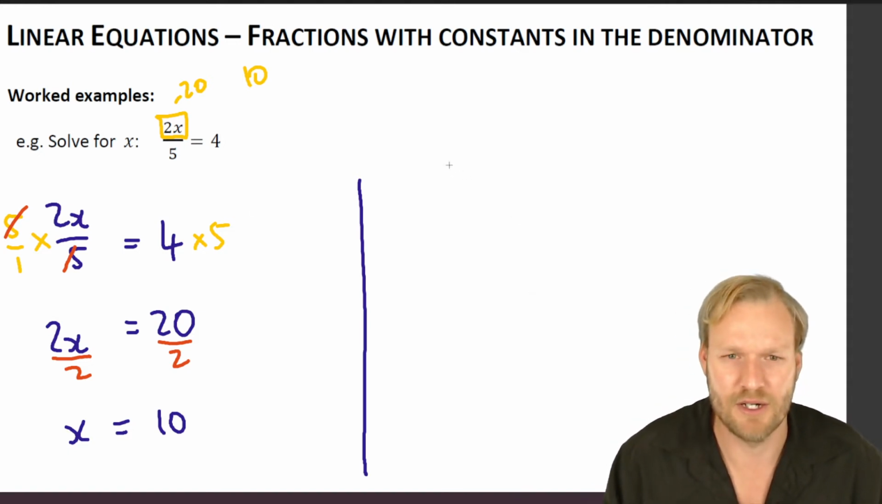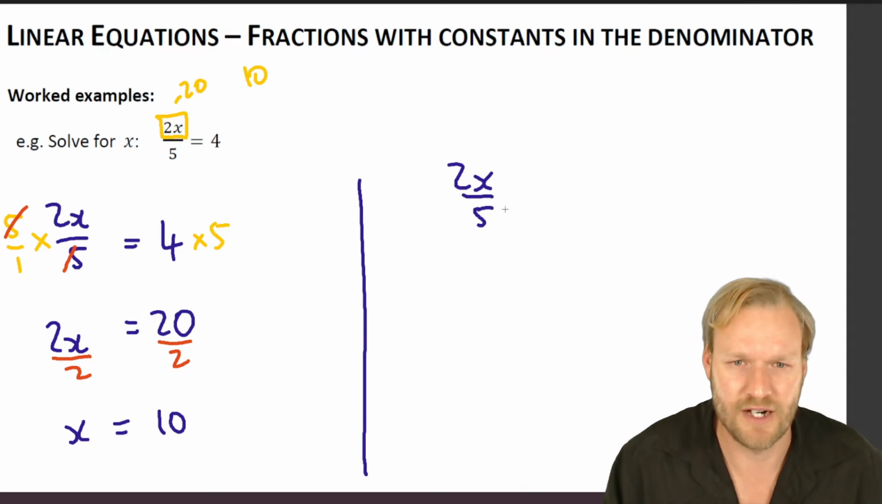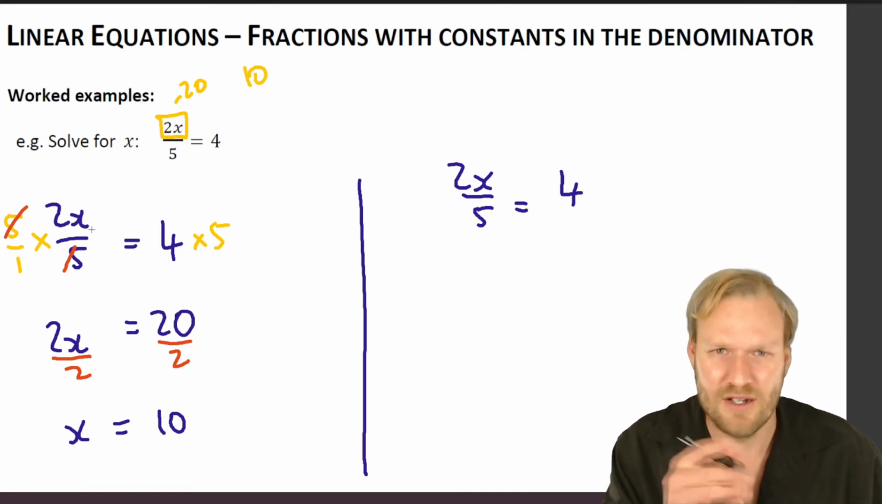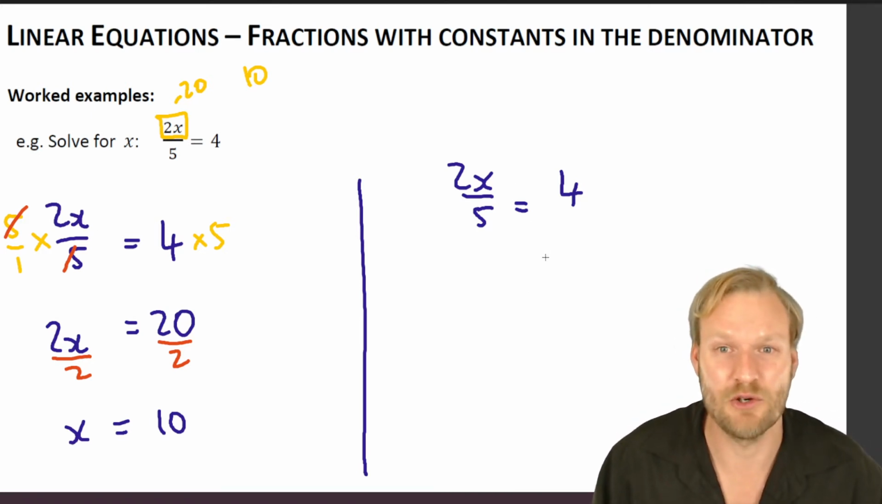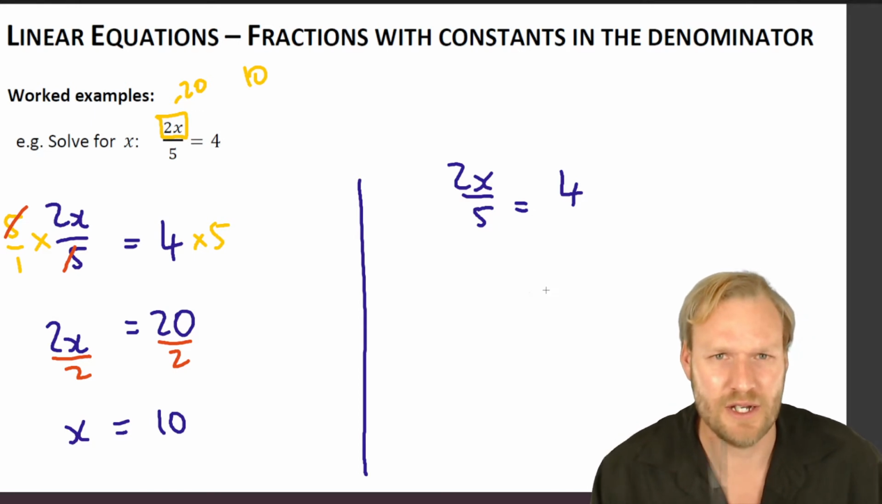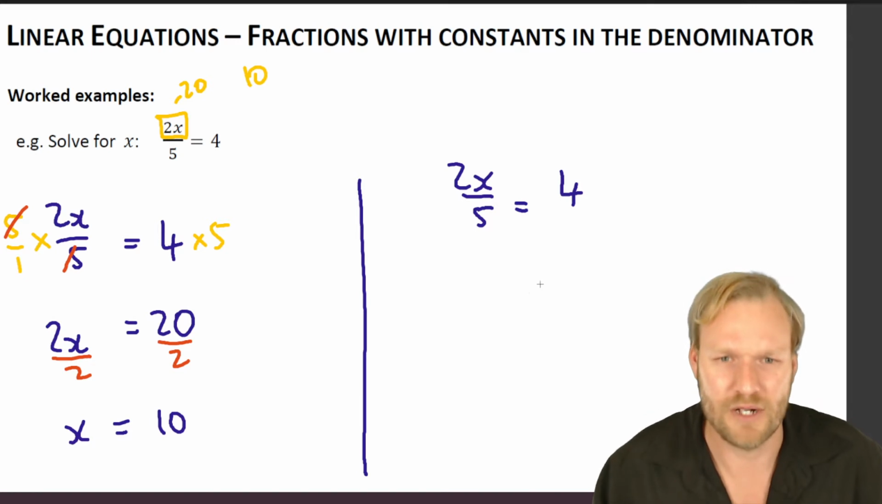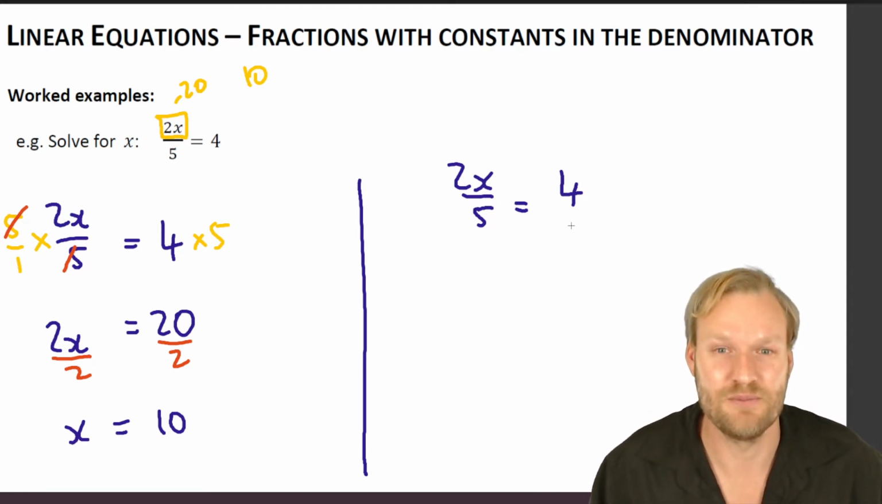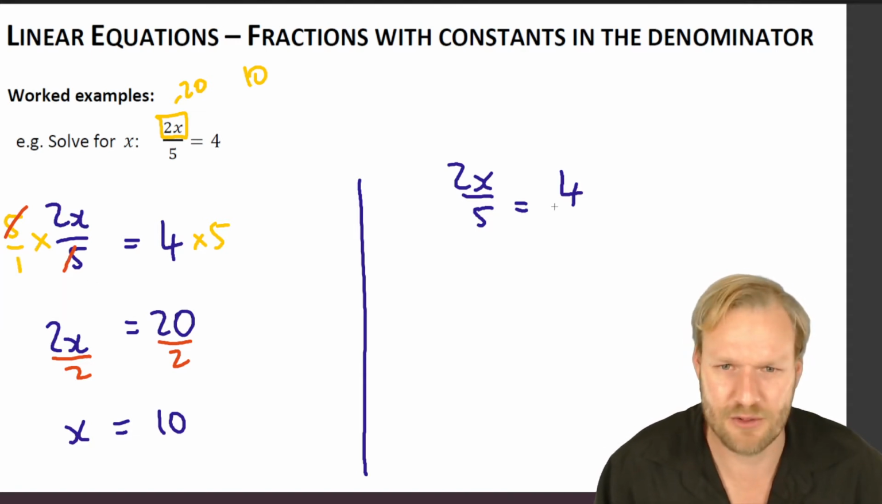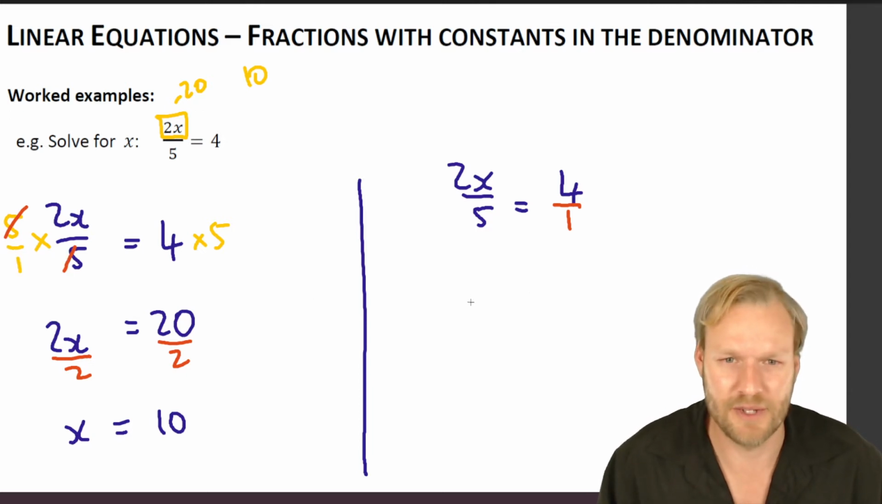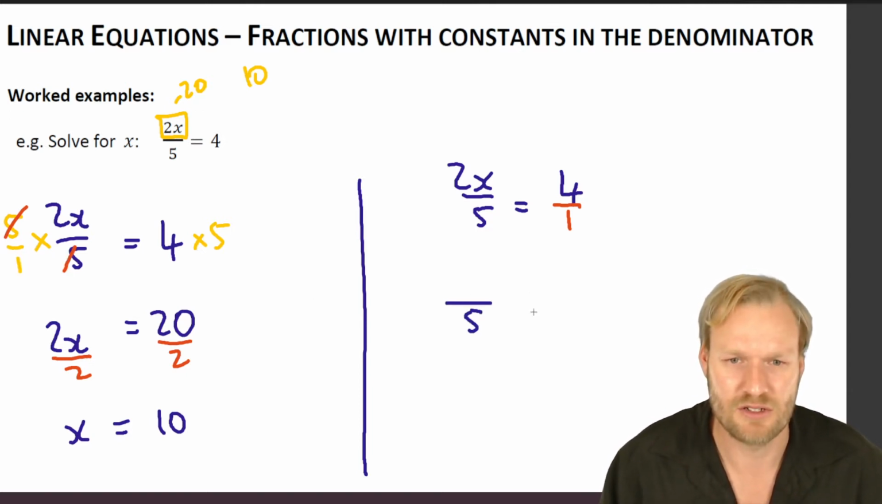The other way to think about this is 2x over 5 equals 4. Now this time, instead of saying, let's get rid of those fractions, let's work with the fractions and get a lowest common denominator. Now, what is our lowest common denominator? Well, I'm just going to say LCD from now on. What is our LCD of the left-hand side and the right-hand side? Well, for the right-hand side, maybe it would be easier if we wrote that over 1. So our lowest common denominator is just 5.